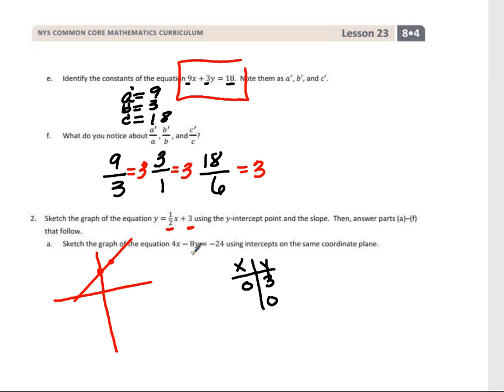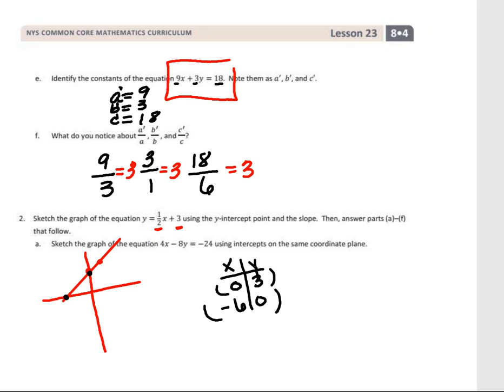And now fill in 0 for the y. So we have 4x is negative 24. So x is negative 6. There's our ordered pairs right there. So now we're going to go ahead and graph that. We have 0, 3 and negative 6, 0. And hopefully you would notice then that it is, once again, the same line. That should have been a black line, sorry. Okay, so it should have been the same line.